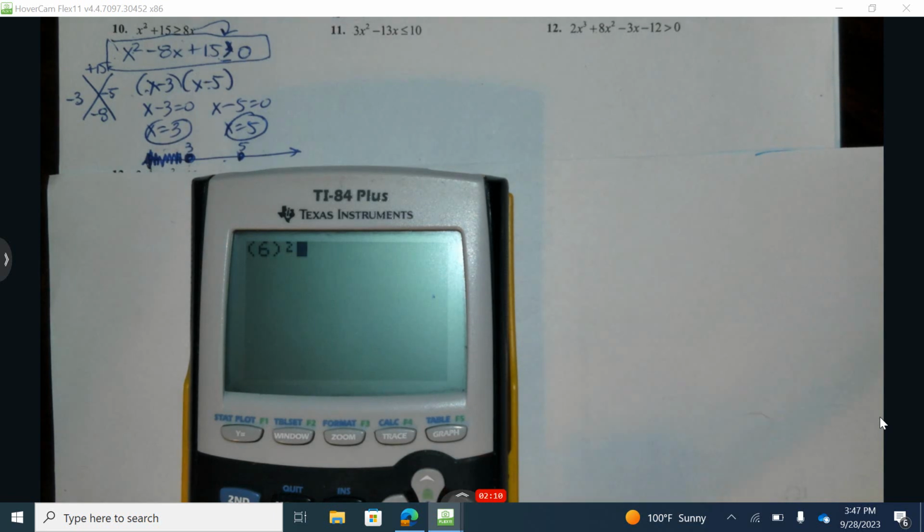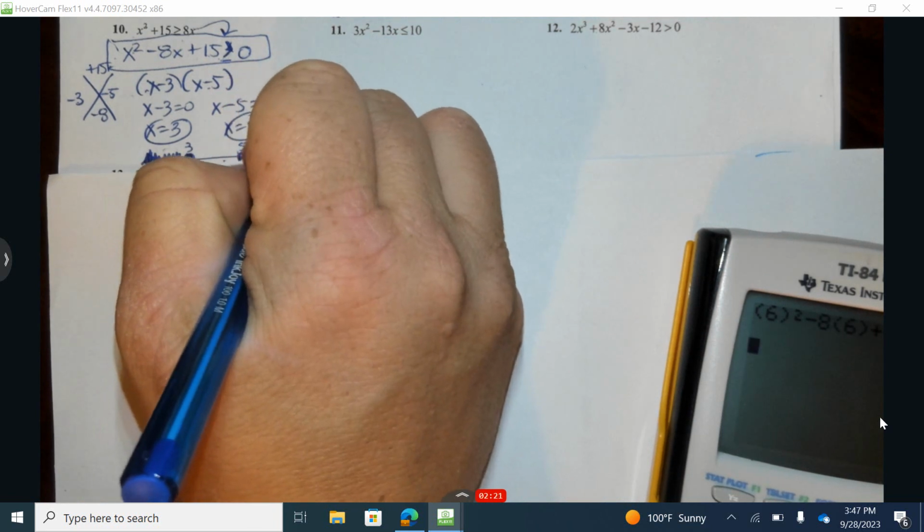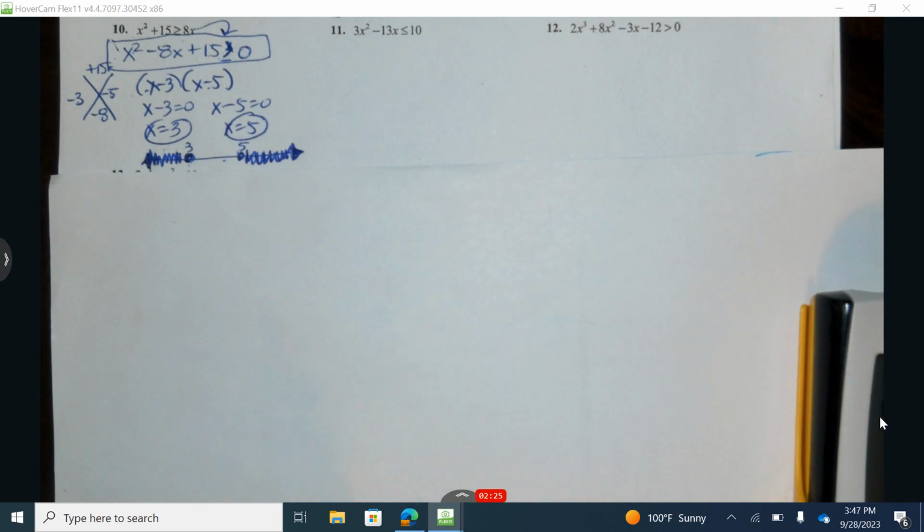6 squared minus 8 times 6 plus 15. I get an answer of 3. Is 3 greater than or equal to 0? Yes, it is. The key is or. It doesn't have to be both. Is it greater than or equal to? Yes. One of those two is true. This is the solution set for number 10.